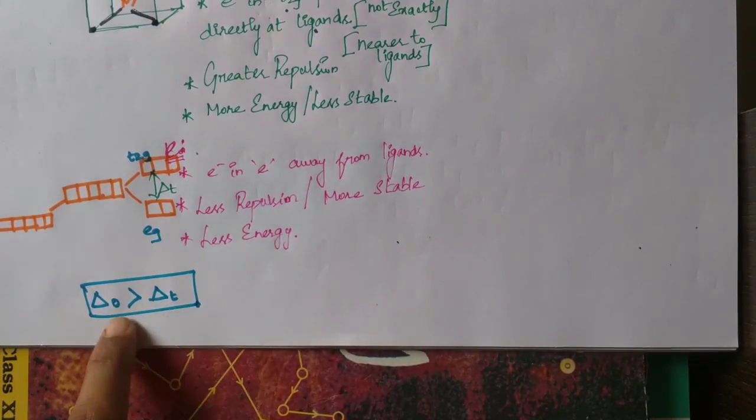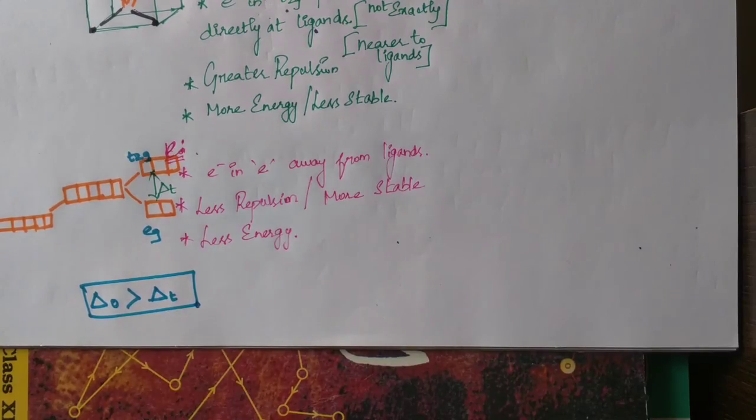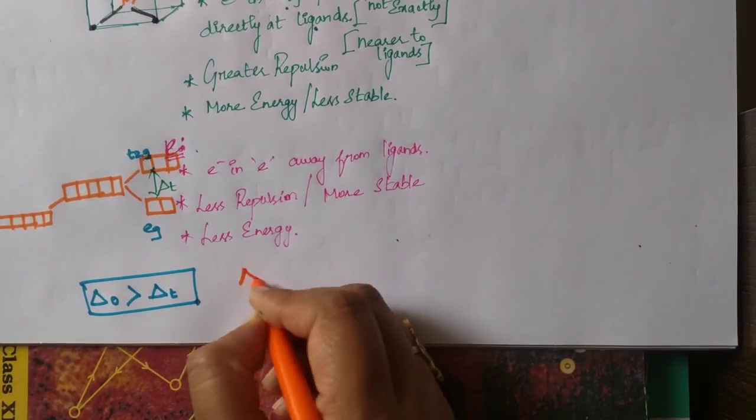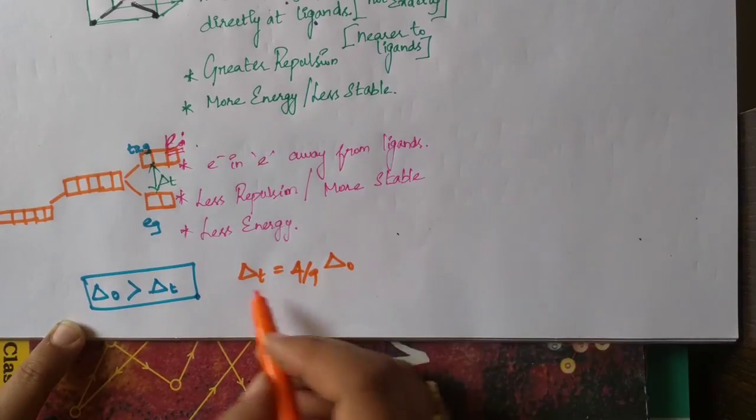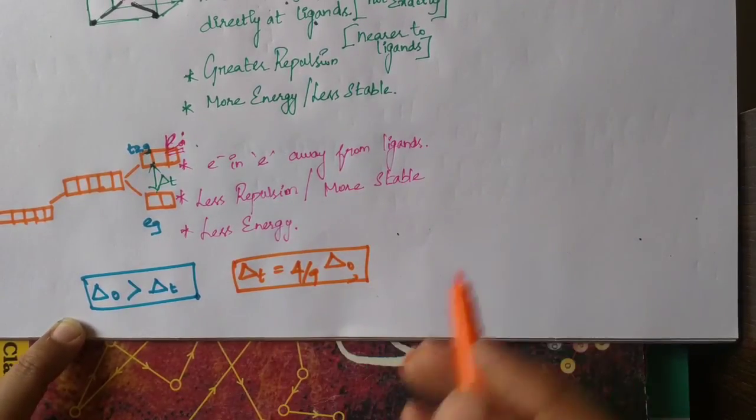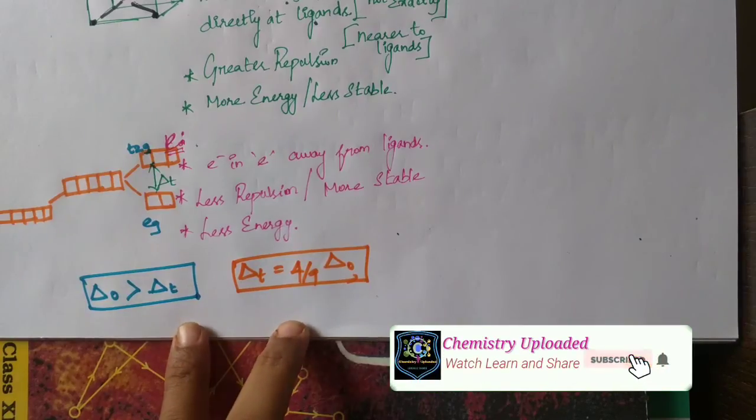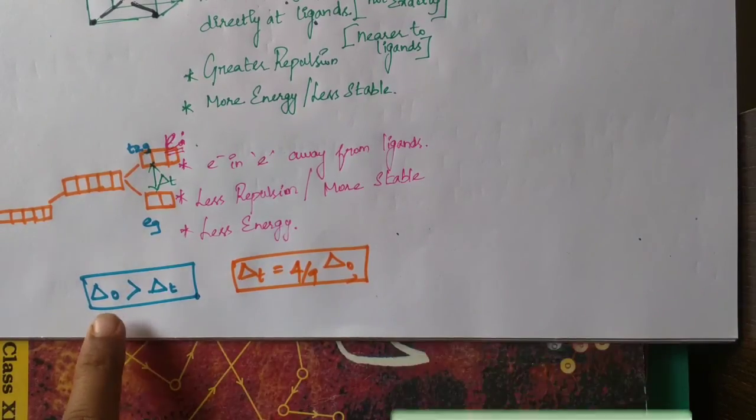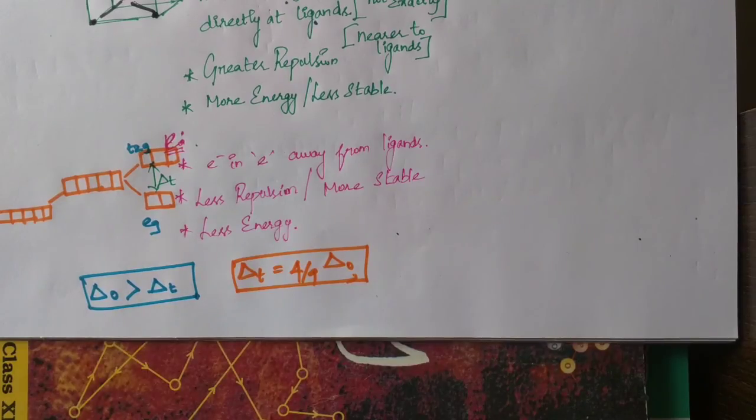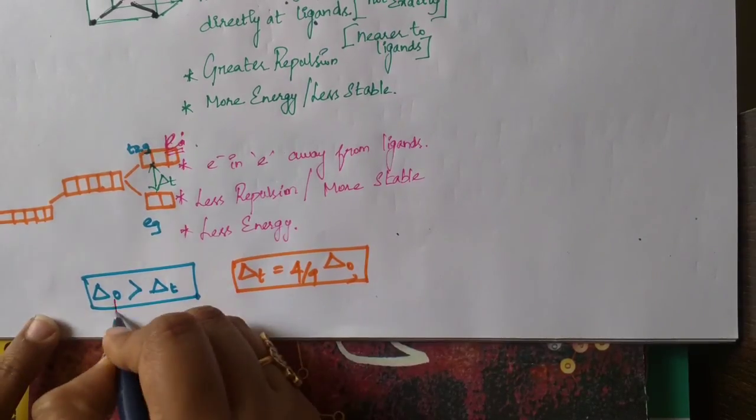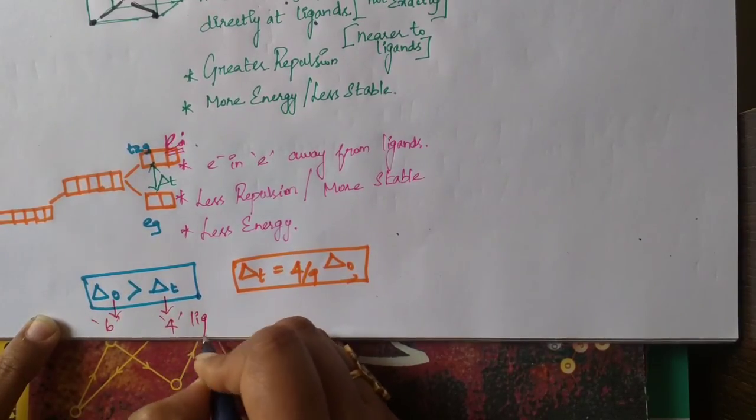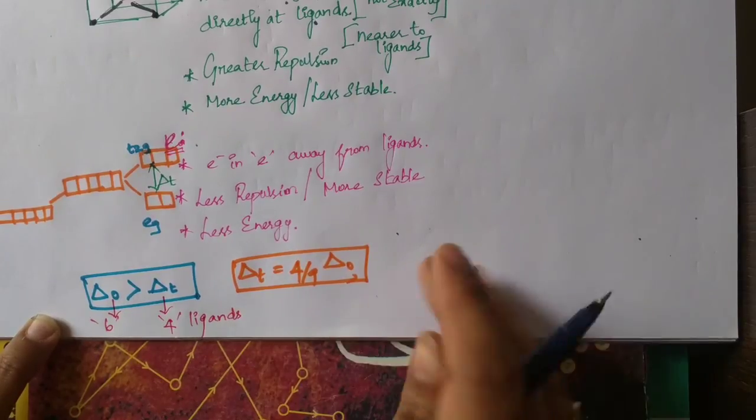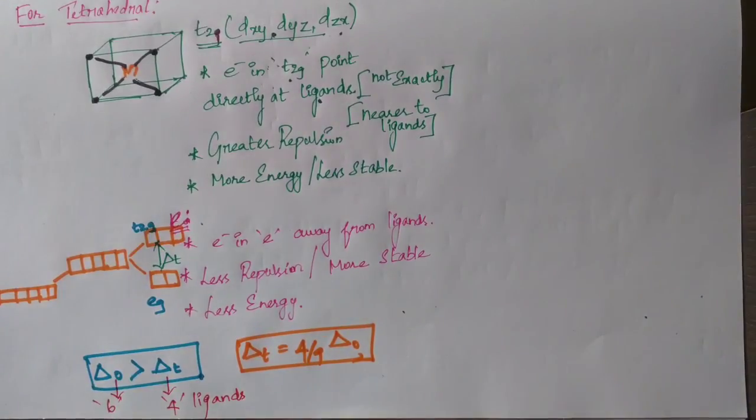And if we convert this Δt to Δo, it is 4/9 times. See now, this Δt value is approximately 4/9 times Δo. Clear, students, these two are important points. So why is octahedral more? Because here the number of ligands is 6, here the number of ligands is 4. But the field is the same, students.